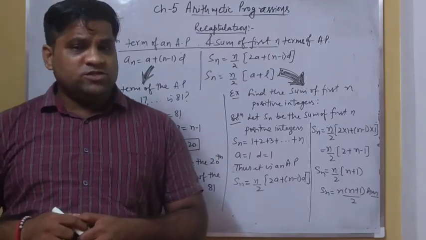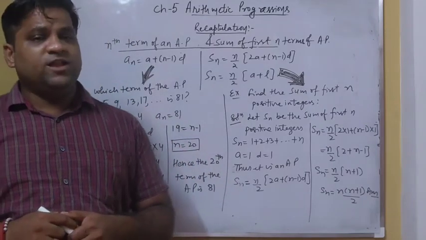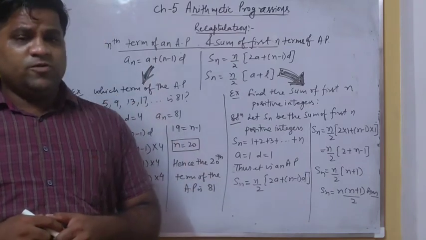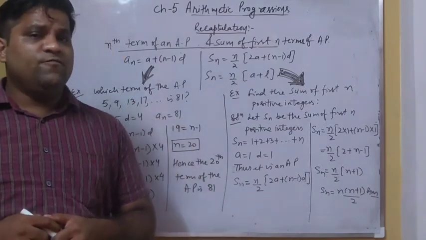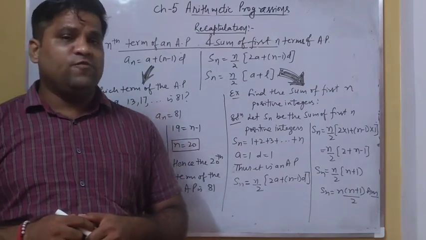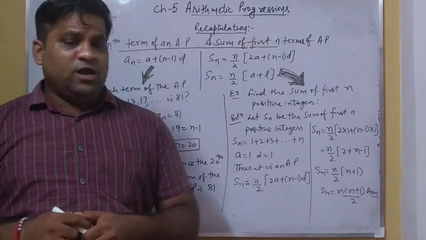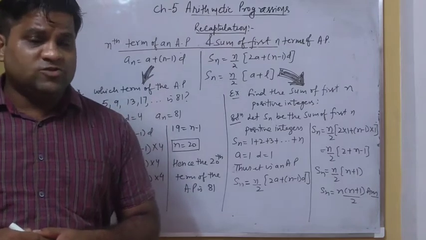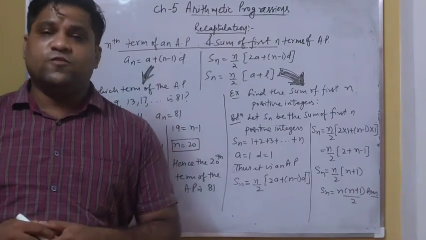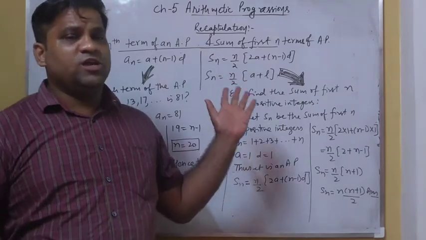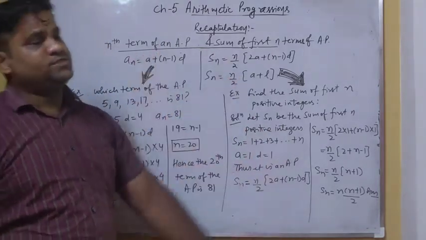In the last video lectures, we started our Chapter 5, Arithmetic Progressions. We did Exercise 5.1 and Exercise 5.2, which were based on the topic of the nth term of an AP. In the last video lecture, we also started Exercise 5.3, which was based on the sum of the first n terms of an AP. Now let us recapitulate these two topics.